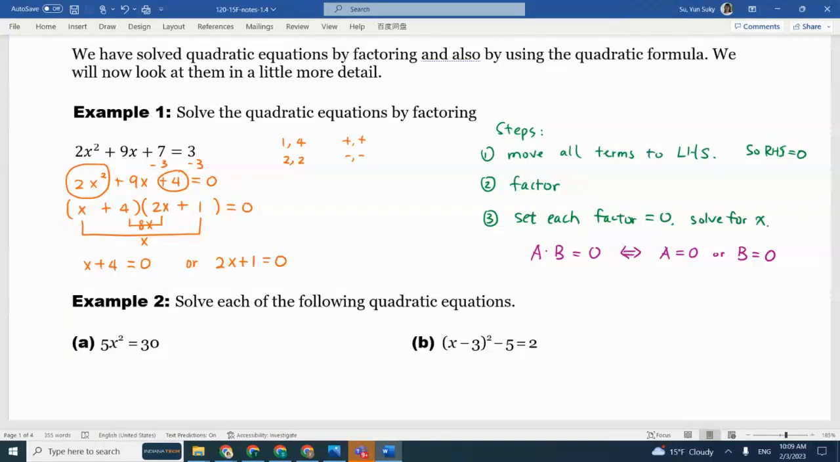That's why the first step, we move all the terms to the left-hand side, so the right-hand side is 0. This is so important. Because if your right-hand side is not 0 and you factor the left, it tells you nothing. You don't know about a, you don't know about b, nothing. Therefore, step 1 is very, very important: move all the terms to one hand side.